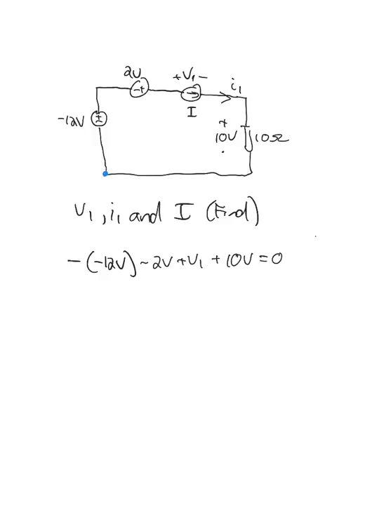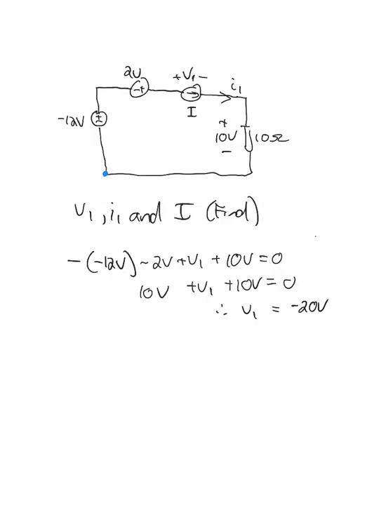So we're assuming a polarity of the 10 volts as I've just indicated on the drawing, and that would give you minus 12 volts minus 2 volts plus V1 plus 10 volts equals 0. So therefore V1 is equal to minus 20 volts.